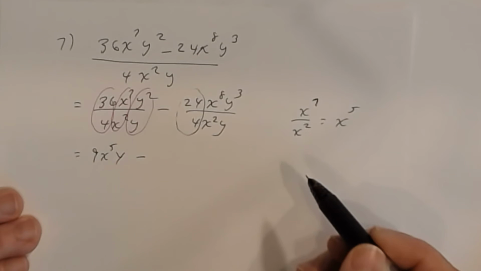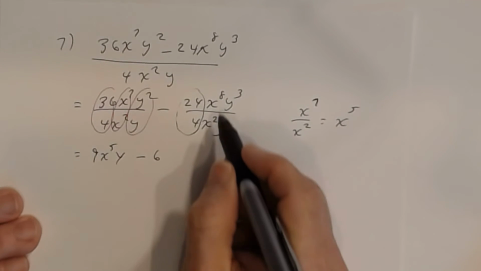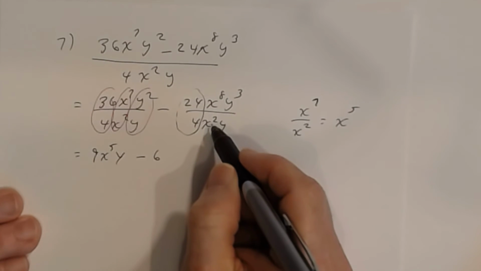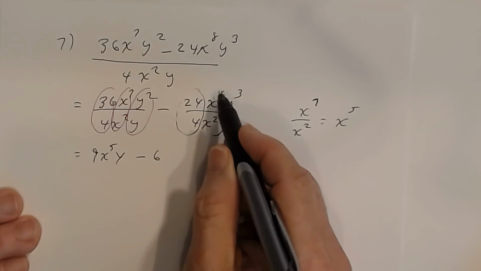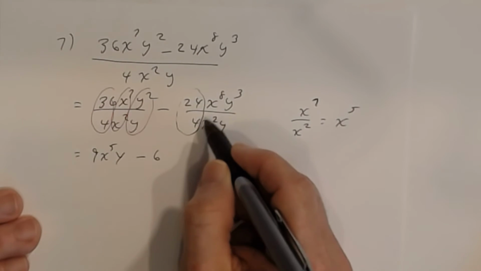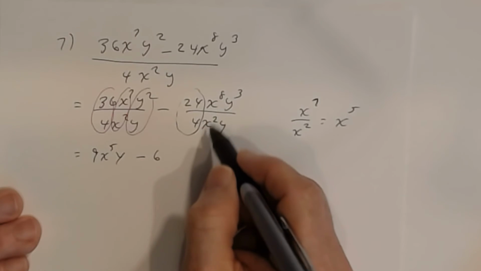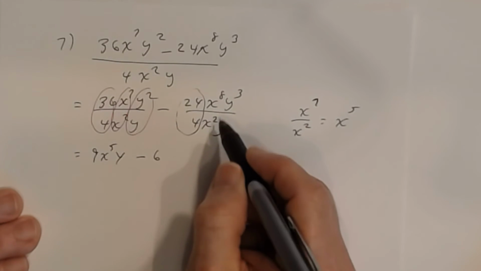24 divided by 4 is 6. X to the 8th divided by x squared, you have 8 factors of x in the numerator. You have 2 in the denominator. When you reduce common factors, you're left with 6. 8 minus 2 is 6.